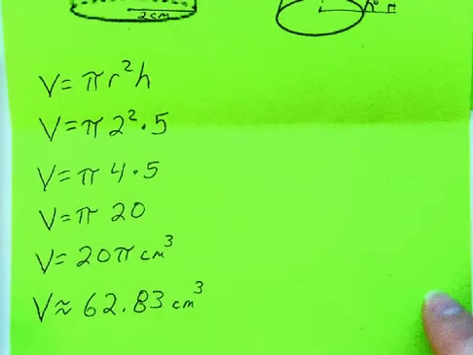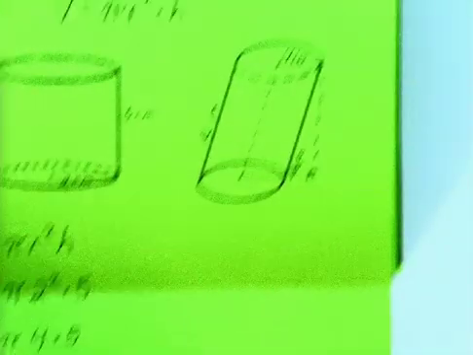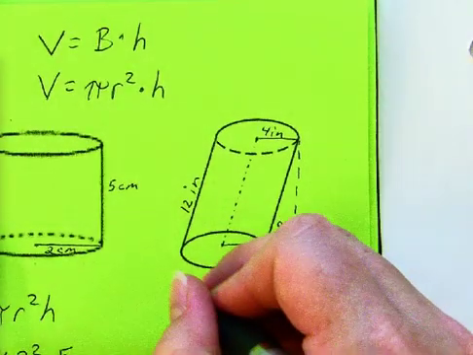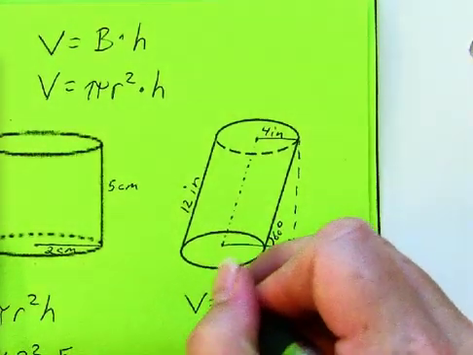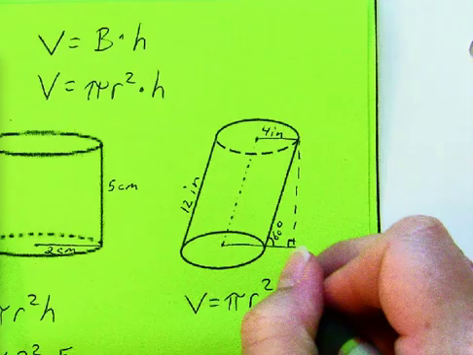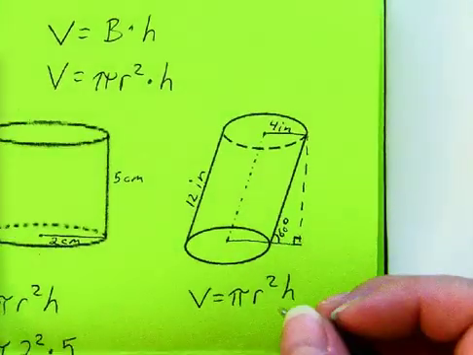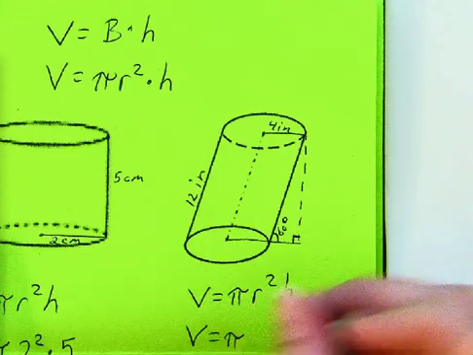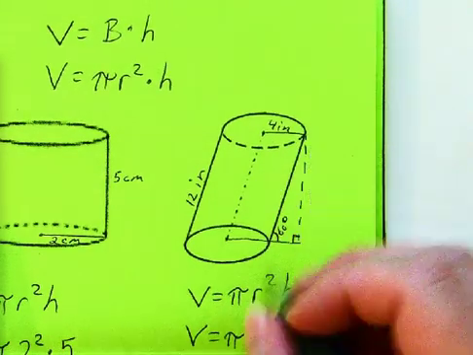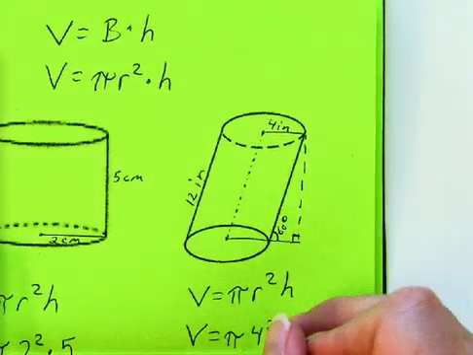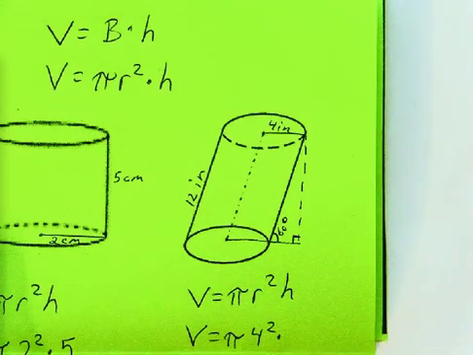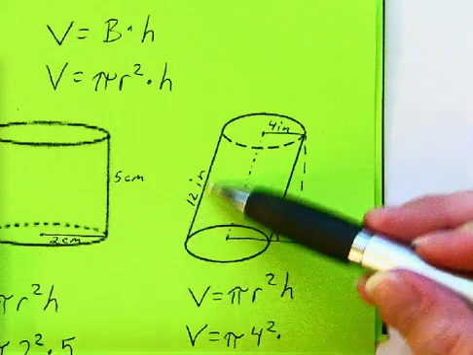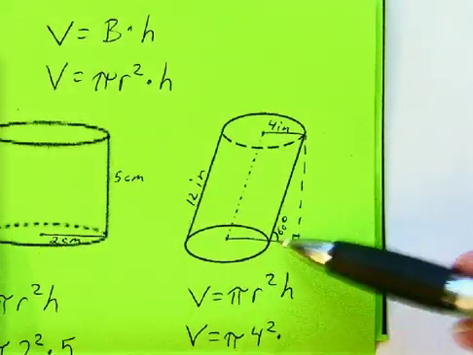All right, so now we're going to move on to the oblique. So for our oblique, again, we're going to start out with the same formula, pi r squared h, and we're going to plug in the things that we know. We know our radius is 4, so we're going to go 4 squared, but this time we don't know the height. If you look here, we have a slanted side of 12, and we have a 60-degree angle there.